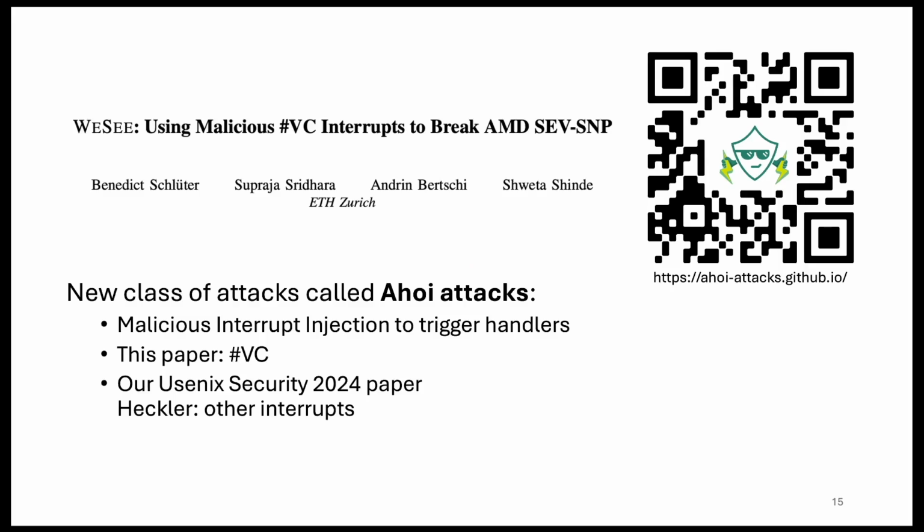WeSee is part of a new class of attacks we call Ahoy attacks. Ahoy attacks use malicious notifications to break trusted execution environments. In this presentation, we introduce WeSee. You can also check out our Usenix Security paper that we call Heckler. Heckler uses different interrupt vectors to break Intel TDX and SNP.